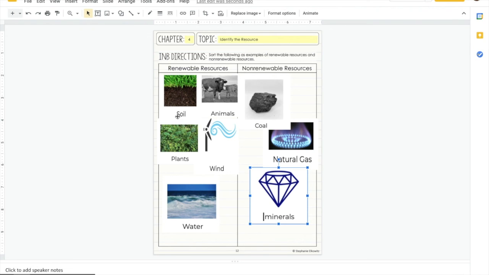Renewable resources include soil, animals, plants, wind, and water. Please make sure you wrote soil, animals, plants, wind, and water on the renewable resource side. Non-renewable resources are coal, natural gas, and minerals. Please make sure you wrote minerals on the non-renewable side.